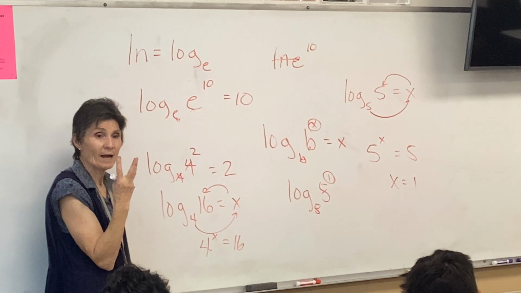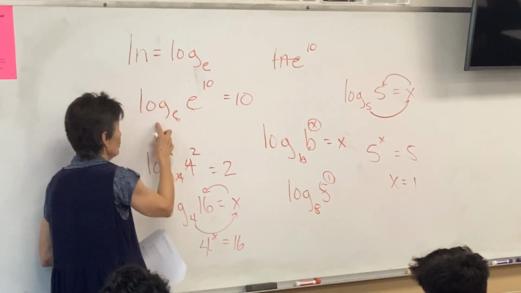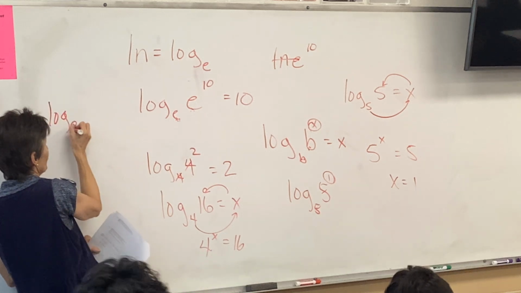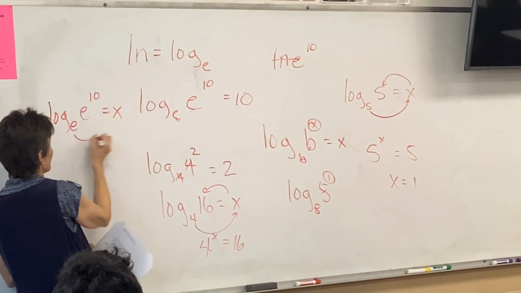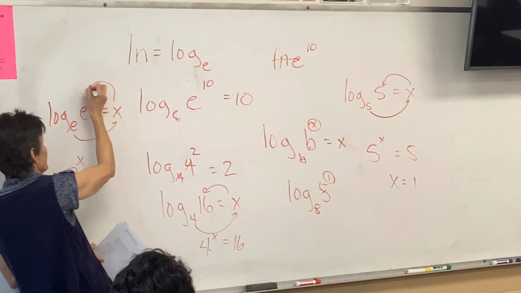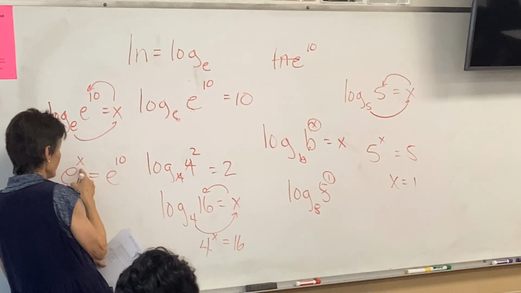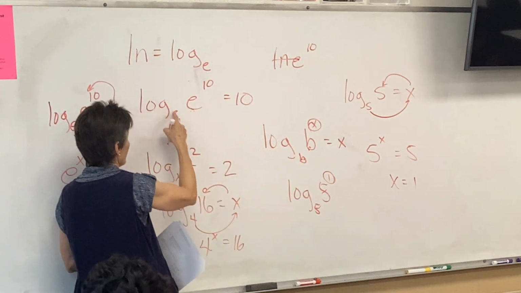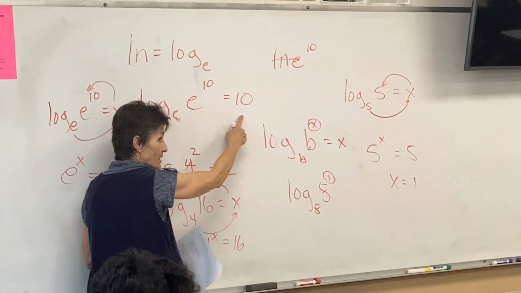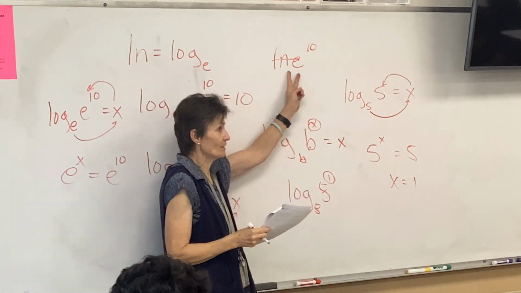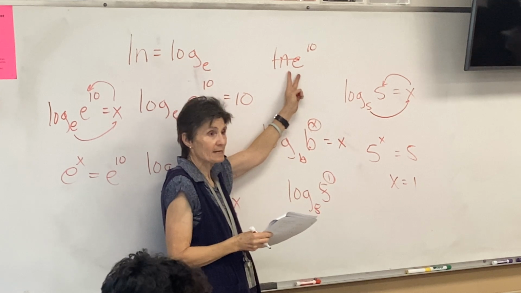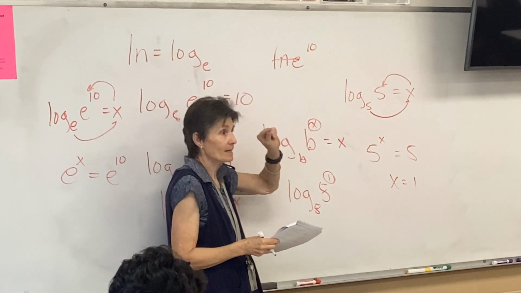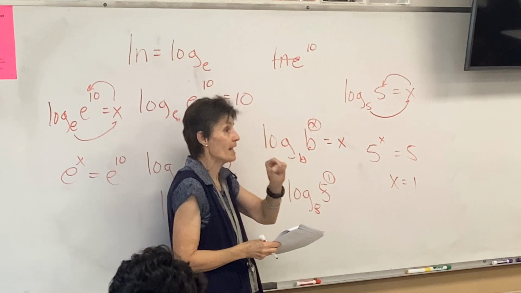So I've given you three ways to do this problem. Here's the looky-loo way: e to the x equals e to the 10th, so currently x is 10. I use my property: log base e of e to the 10th is 10. And then I use my handy dandy marvelous shortcut: when ln and e touch each other, they cancel. That's not a log and e, that is ln.